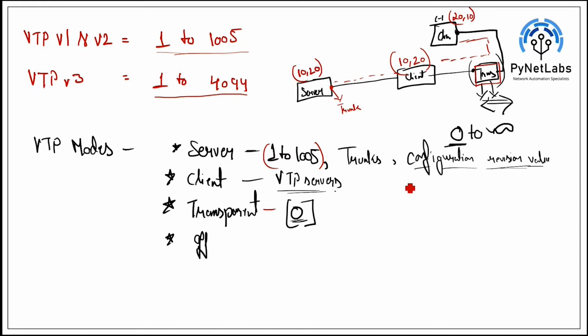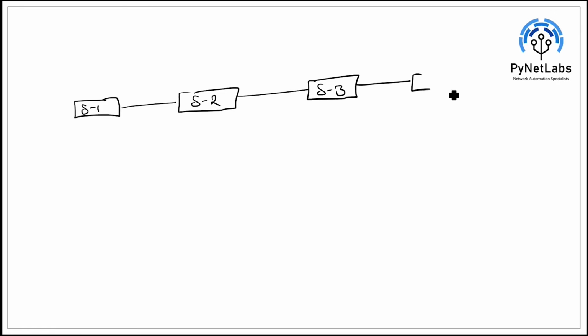If this is your switch one, this is switch two, this is switch three, and this is switch four, which is transparent. This is client one, this is client two, and this is the server by default. Now on this server switch you have created VLANs 10, 100, and 200, three VLANs. They will automatically reflect on the others as well. Yes, 10, 100, and 200, sir.